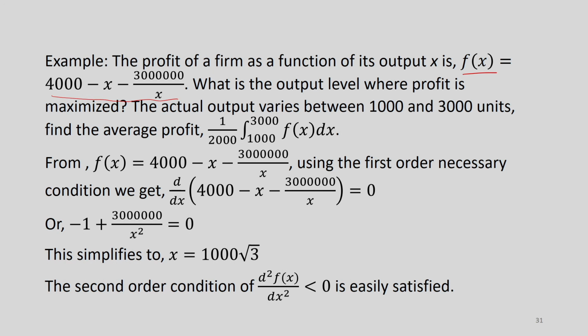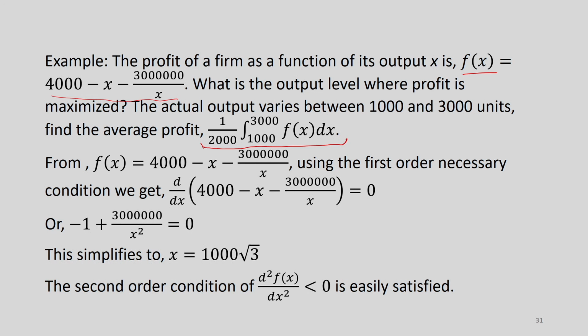Second, the actual output varies between 1000 and 3000 units. Find the average profit, which is given by this form. So, there are two parts to this question. First is at what output level the profit is maximized. Now, this first part is simply a problem of optimization with a single variable. The second part is the part which is relevant to integration.